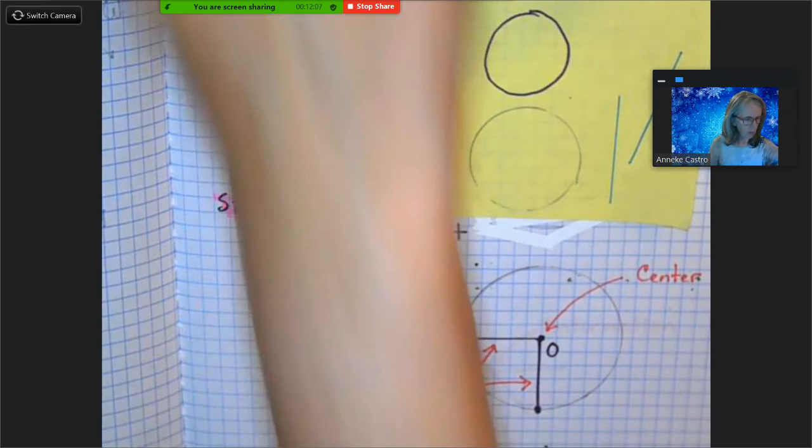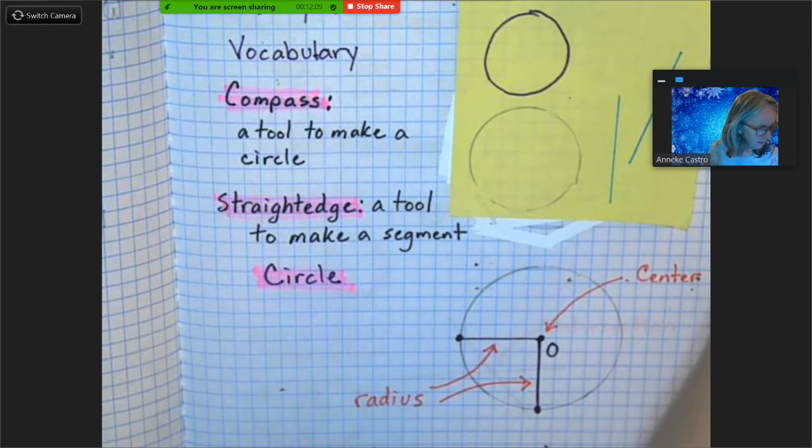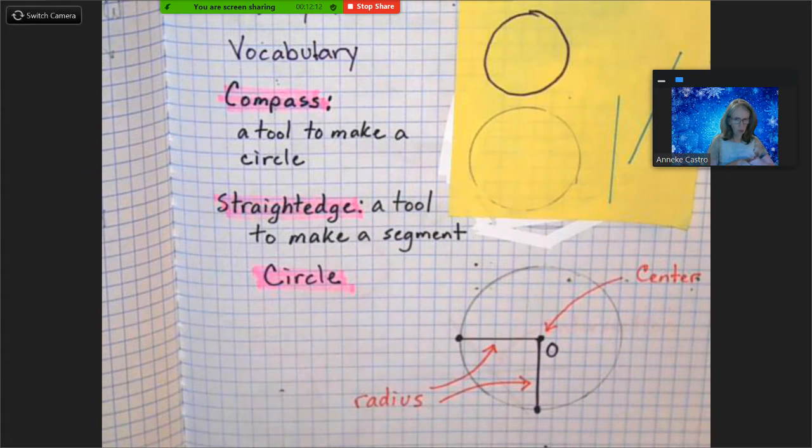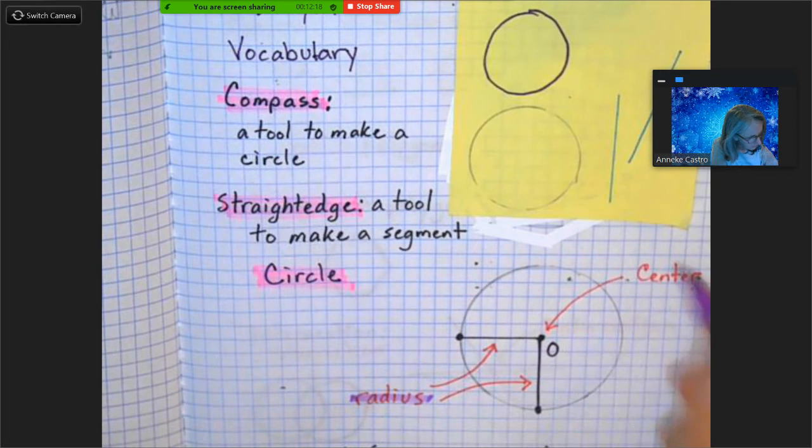Okay, so important words here related to circle are radius, and center.